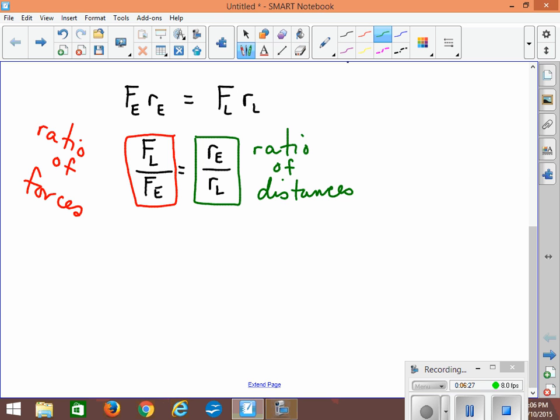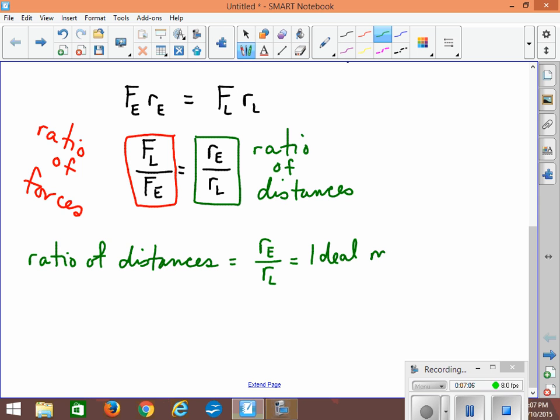Now, if we take the ratio of distances, I'm going to write it in green here, and you'll notice that these two are sort of upside down to each other. One has the effort on top and the load on the bottom. The other has the load on the top and the effort on the bottom. So you have to be careful. The ratio of distances is equal to the effort distance divided by the load distance. We call that the ideal mechanical advantage.